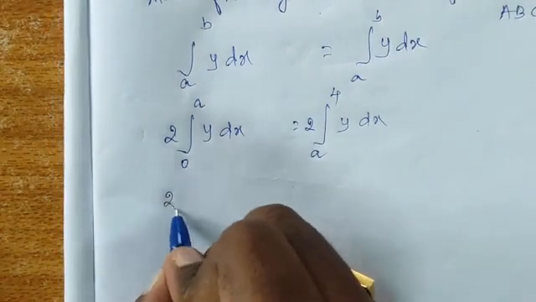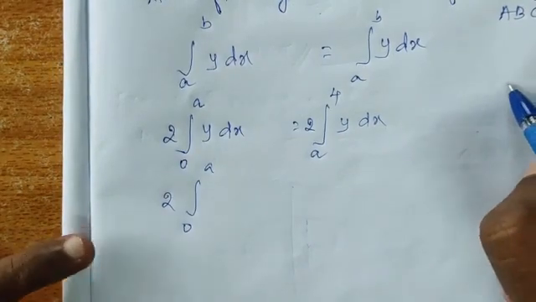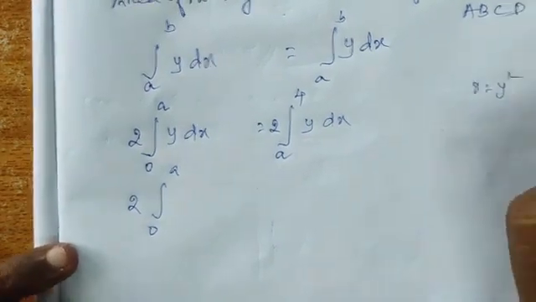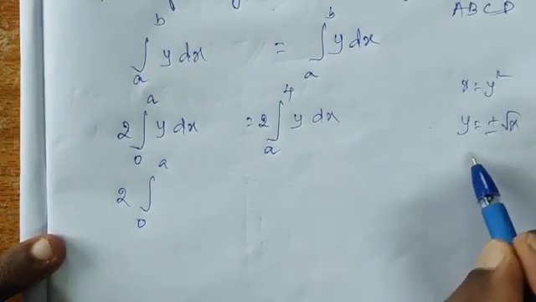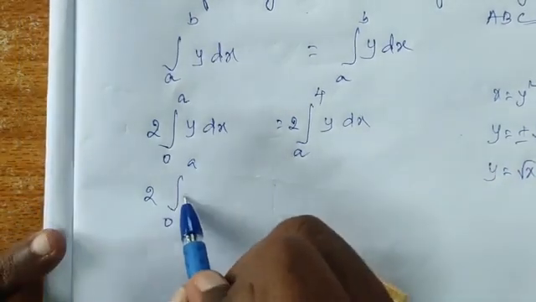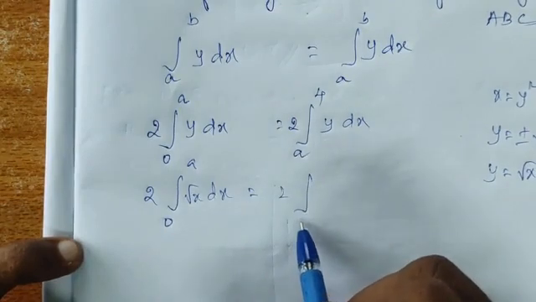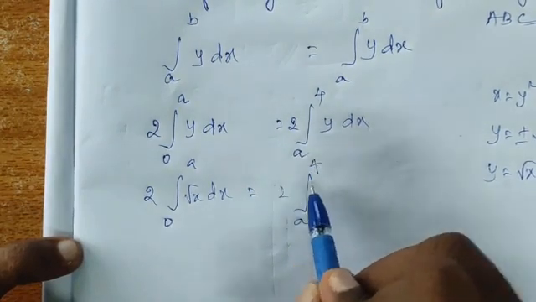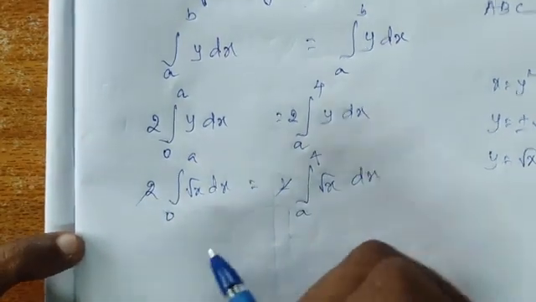So 2 into integration 0 to a. Now x is equal to y square, therefore y is equal to plus or minus root x. Minus root x is invalid. Therefore y is equal to root x. So 2 into integration 0 to a of root x dx is equal to 2 into integration a to 4 of root x dx. The 2 gets cancelled.